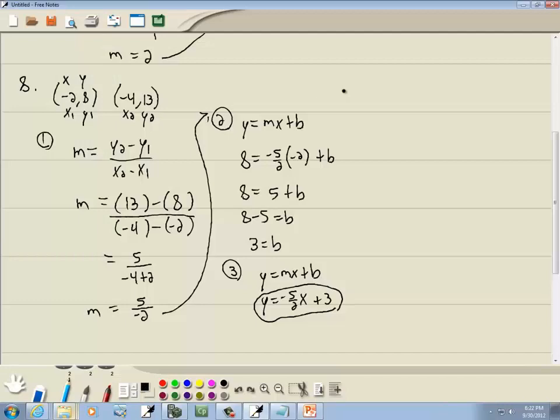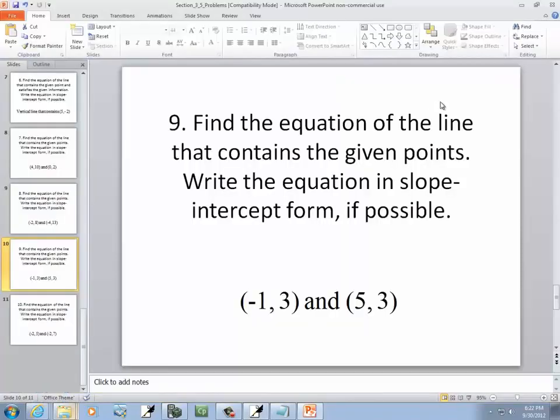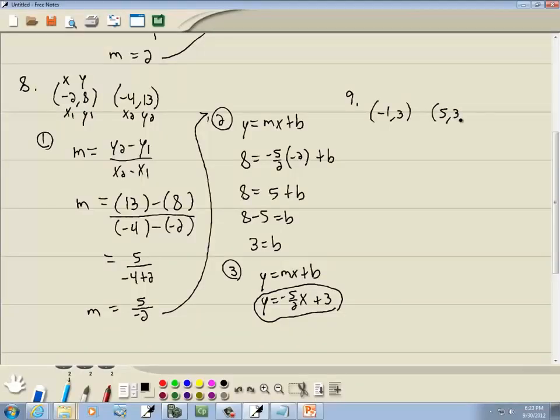Okay, let's look at number 9. Same instructions. Negative 1, 3, and 5, 3. Now it's important that you recognize the oddball cases, because one of the oddball cases will work on these 3 steps, but it just seemed weird. And the other one won't work at all. So it's best just to be able to spot them.